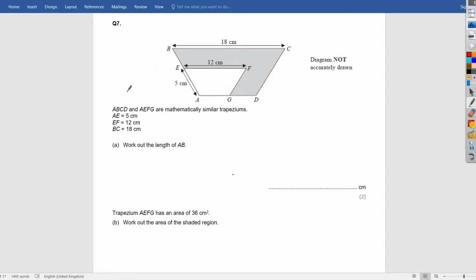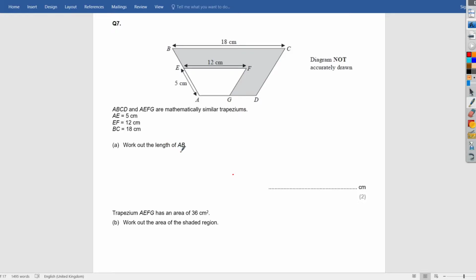Okay, continuing with Unit 12, Similar Shapes. Let's have a read of this question. Question 7. ABCD and AEFG are mathematically similar. So let's go, ABCD and AEFG are similar. Okay, the two trapeziums here. So it gives you all the lengths of those. It's given in the diagram.